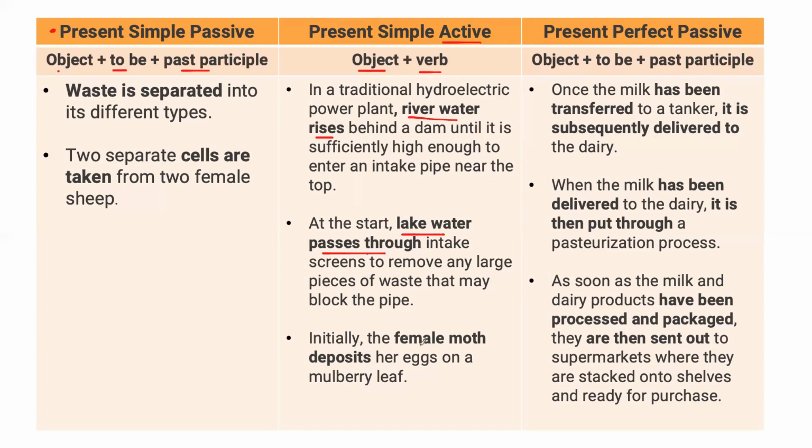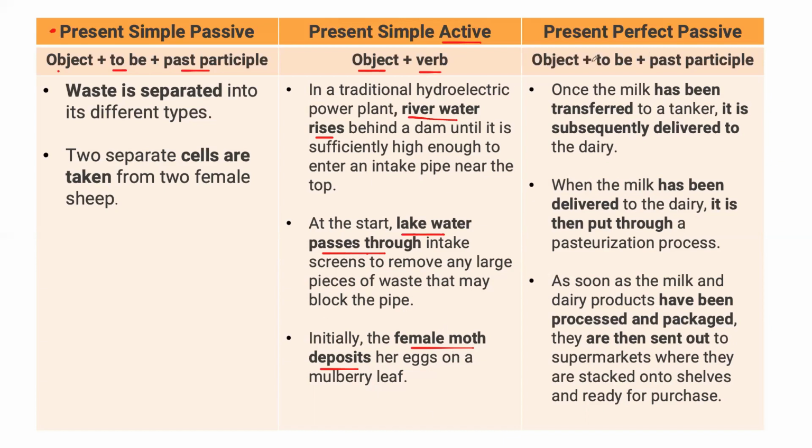Lastly, we see, initially the female moth deposits her eggs on a mulberry leaf. The female moth is being active. The female moth deposits the eggs, so there isn't anyone else involved. It isn't passive because we know who or what is doing it, and this may sometimes come up as well.